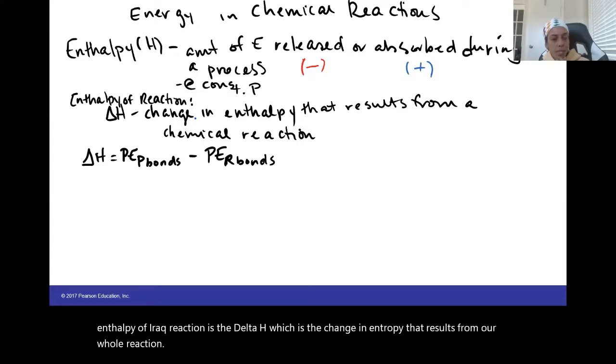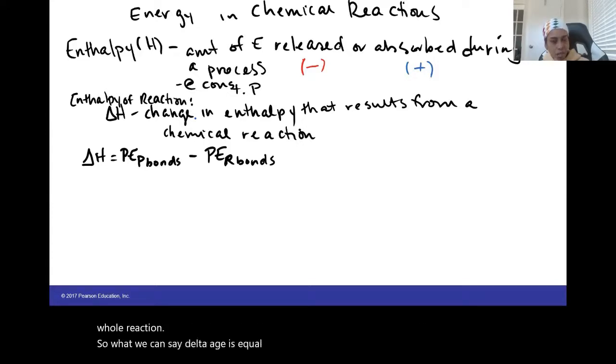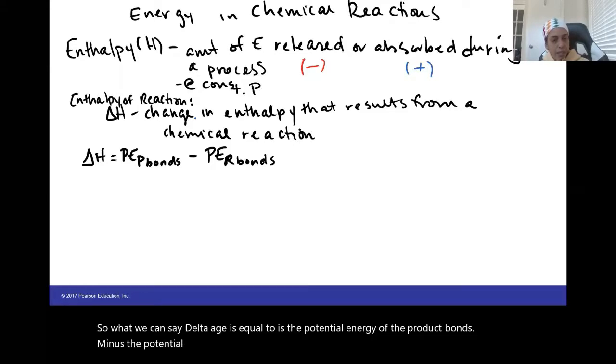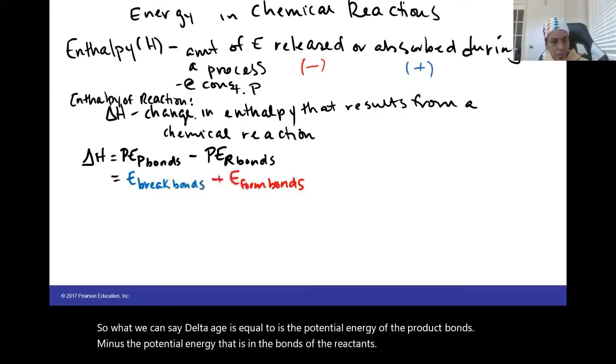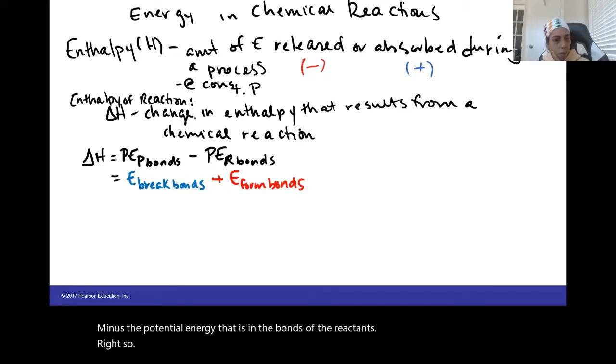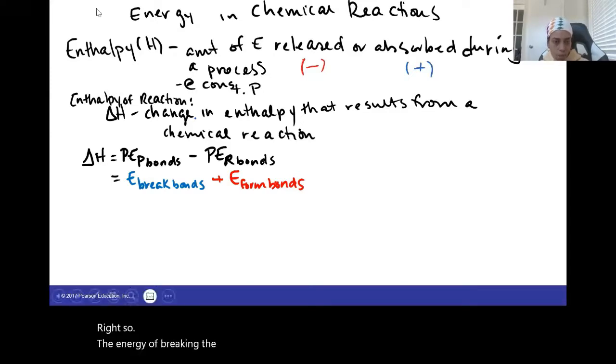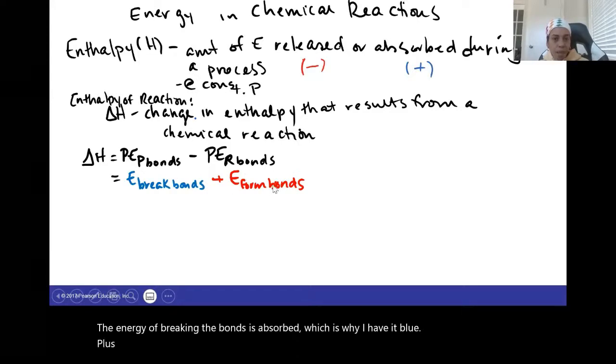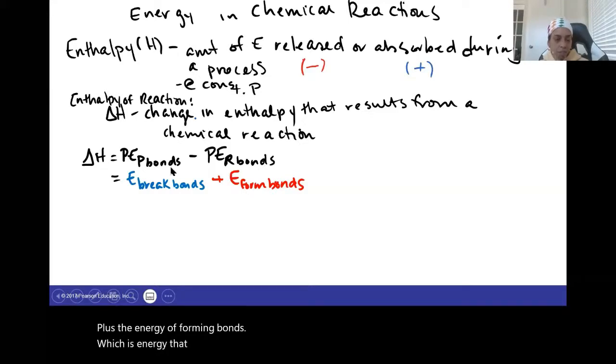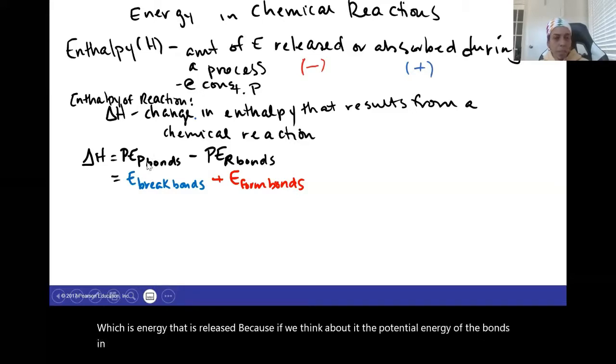So what we can say delta H is equal to is the potential energy of the product bonds minus the potential energy that is in the bonds of the reactants, right? So the energy of breaking the bonds is absorbed, which is why I have it blue, plus the energy of forming bonds, right? Which is energy that is released.